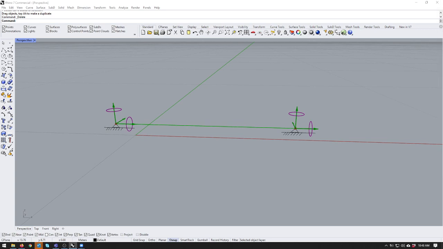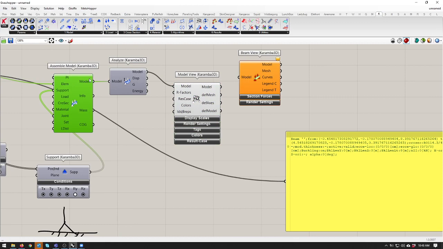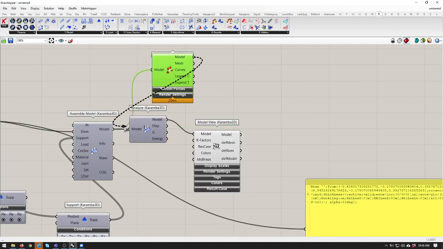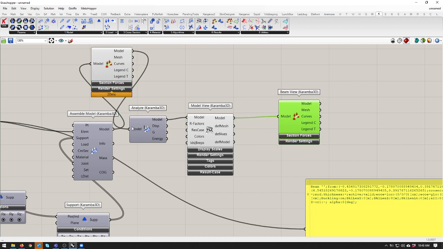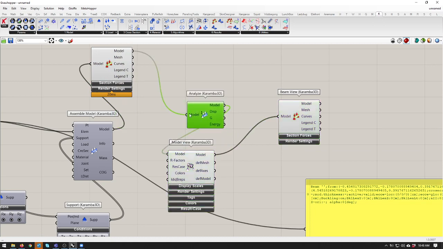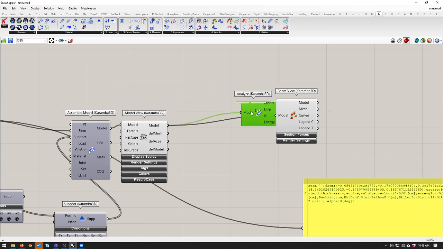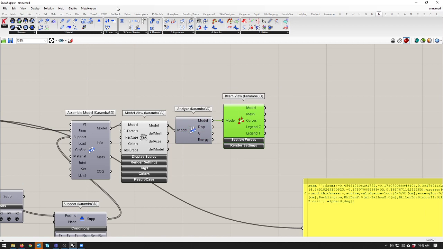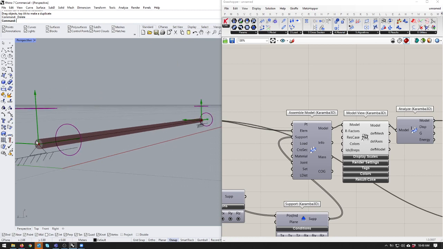If you want, you can see a more complicated, realistic view of what you've modeled by going into the beam view. By the way, they've designed this so that you can string components together, so you can have the assemble model connected to the beam view, then the beam view connected to analyze, analyze connected to model view, and model view connected to another beam view. You could put your model view prior to your analyze, run the model through the analysis, and then plug that into the beam view. With beam view, it's now giving me a mesh representation of what we've modeled, and you can see there's a pipe describing the beam that goes from that point to that point.